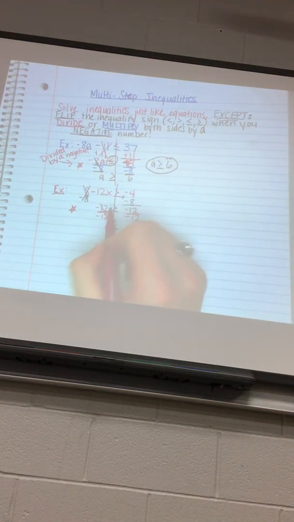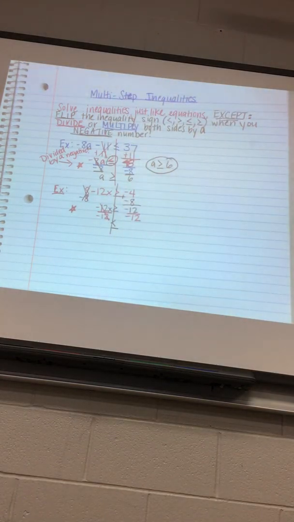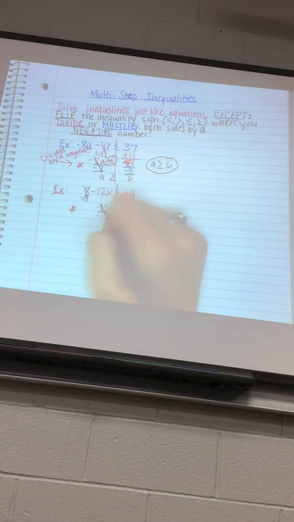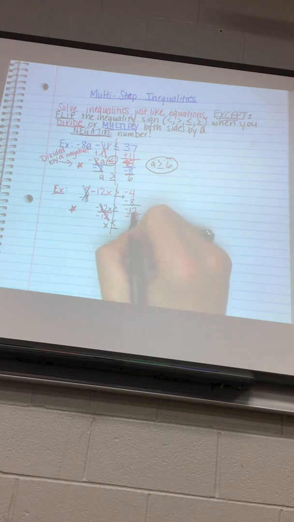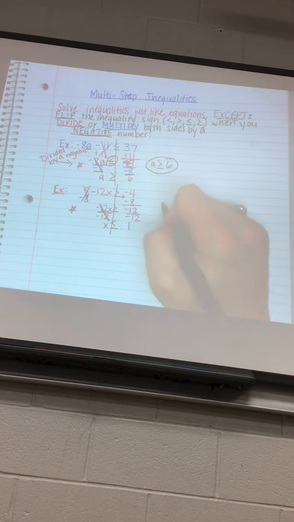This becomes 1x, or just x, because it cancels out. And then over here we have a negative 12 divided by a negative 12, and you get a positive 1. And your answer is x is less than or equal to positive 1.